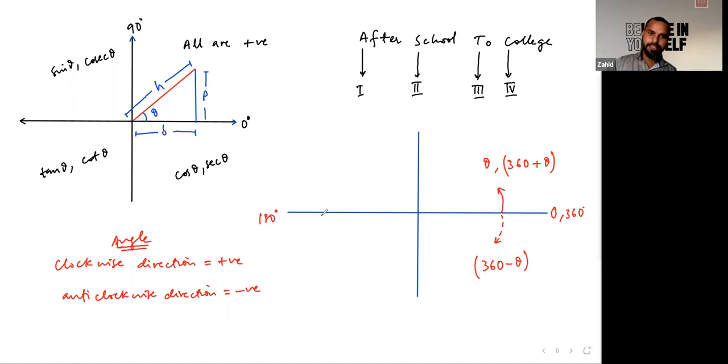Similarly, using this line, if you move along anti-clockwise to reach the third quadrant, it will be positive, so it will be 180 degree plus theta. And if you are moving clockwise to reach the second quadrant, angle would be negative, so it will be 180 degree minus theta. Is it clear? I have just defined all of the four quadrants using this horizontal line as base, and while moving in anti-clockwise direction, theta is positive, and while moving in clockwise direction, theta is negative. Is it clear to everyone?